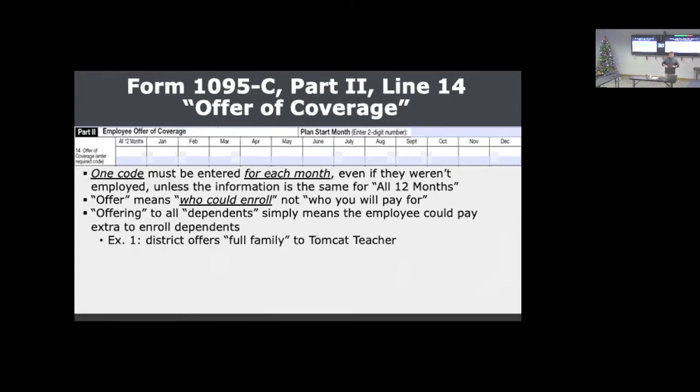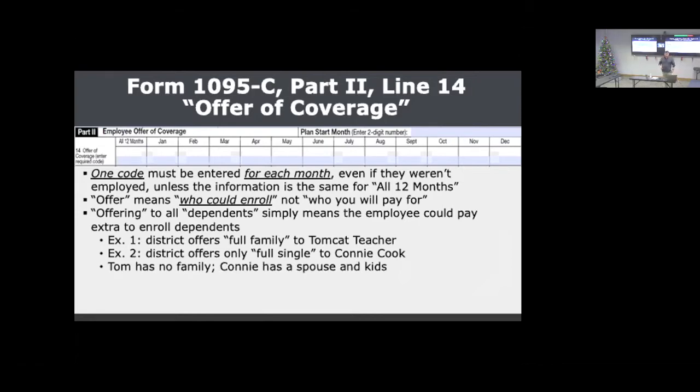So if the district offers full family to Tomcat Teacher, who's a single guy, never been married, and the district offers only full single to Connie the cook, Tom has no family, so he only takes the single. Connie has a spouse and kids, but doesn't want to pay for them, right? But our offer to Connie was a full single. Our actual offer to Connie was not that that's all you can enroll in. It's just that that's all we'll pay for. Connie could have enrolled her spouse and kids. So could have Tomcat Teacher. He doesn't have any, she does. The difference between what we're willing to pay for is not the same thing as what we're offering to allow them to do if they make up the difference.